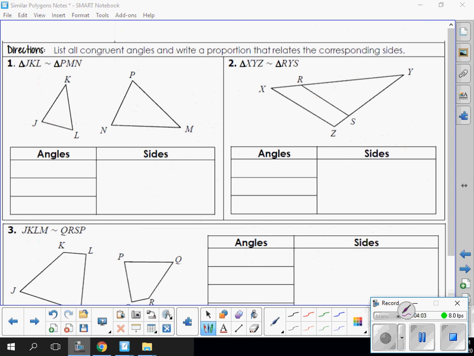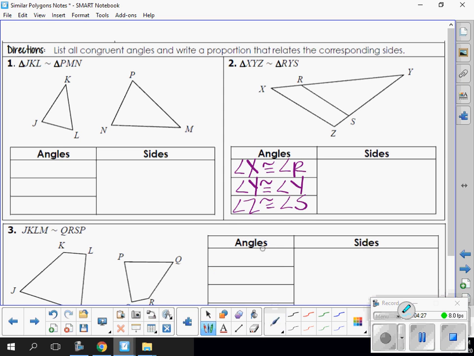All right, let's look at number 2. They want us to list our congruent angles and write a proportion that relates to the corresponding sides. So again, these are just going to be the ones that sit in the same spot. So angle X is the first angle, which means it's congruent to angle R. Angle Y is the second, which means it's congruent to angle Y. And angle Z is the third, which means it's congruent to angle S.